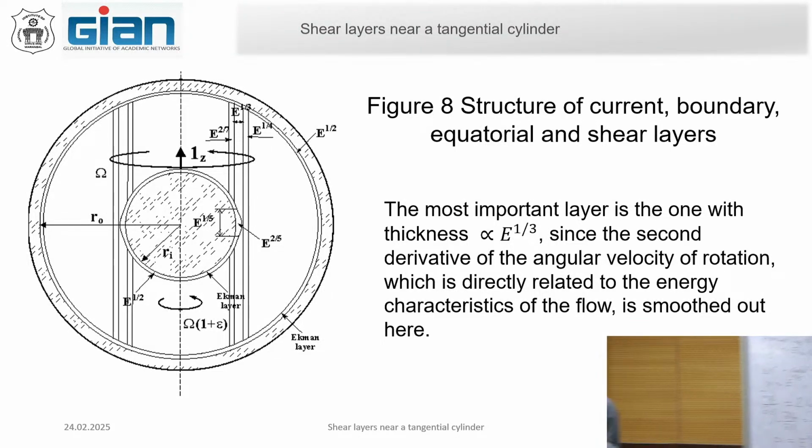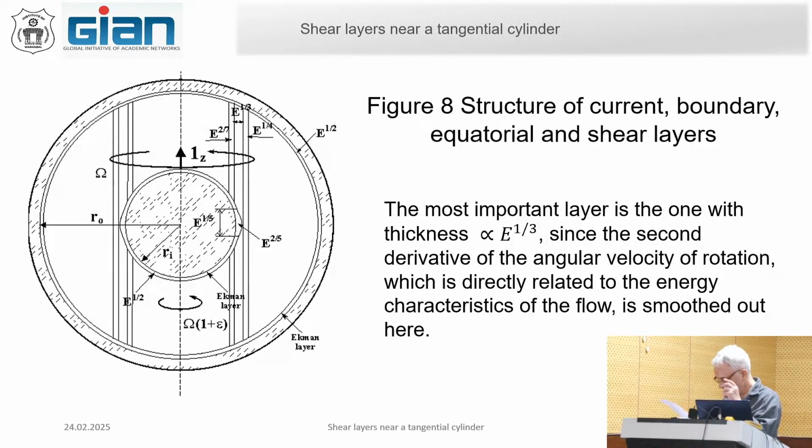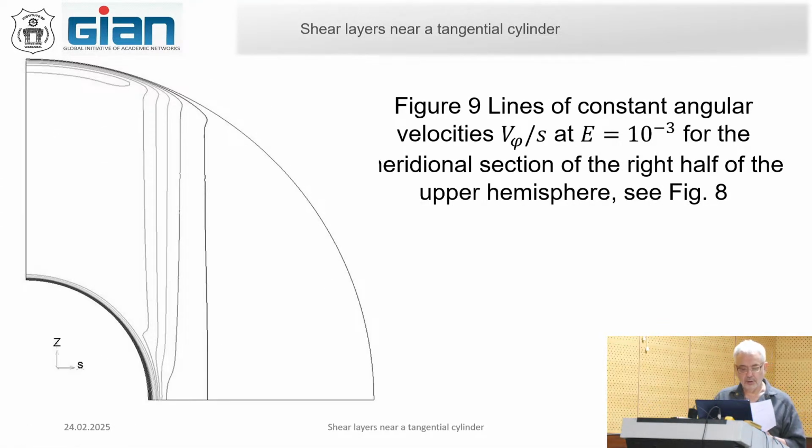Here the sharp discontinuities are smoothed out. Each of the layers is responsible for smoothing out an individual characteristic of the flow. And the most important layer is the one with thickness E to the 1/3, since the second derivative of the angular velocity of rotation, which is directly related to the energy characteristic of the flow, is smoothed out.